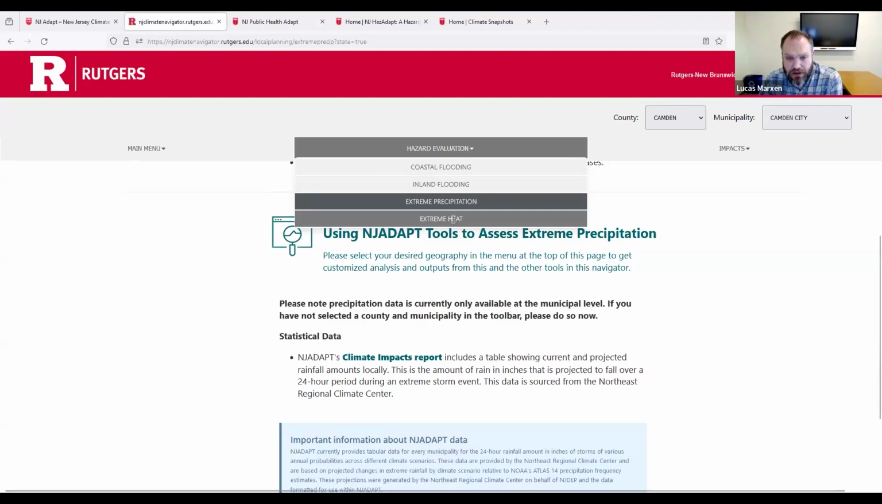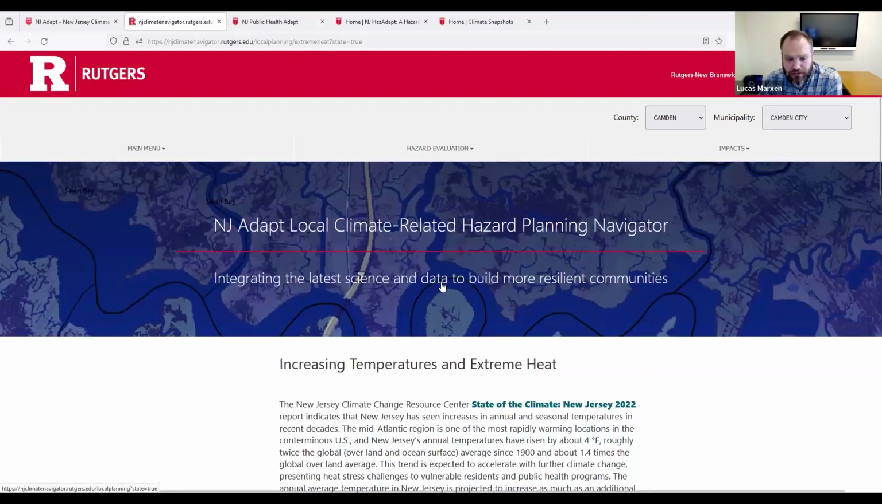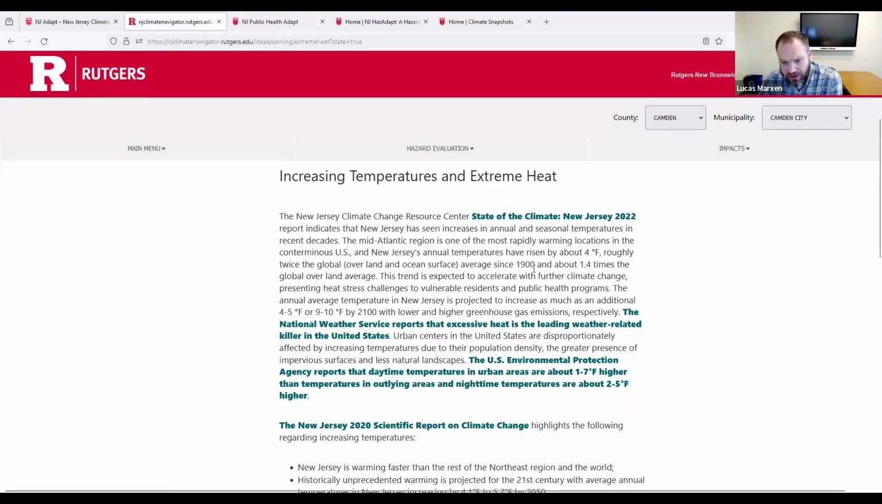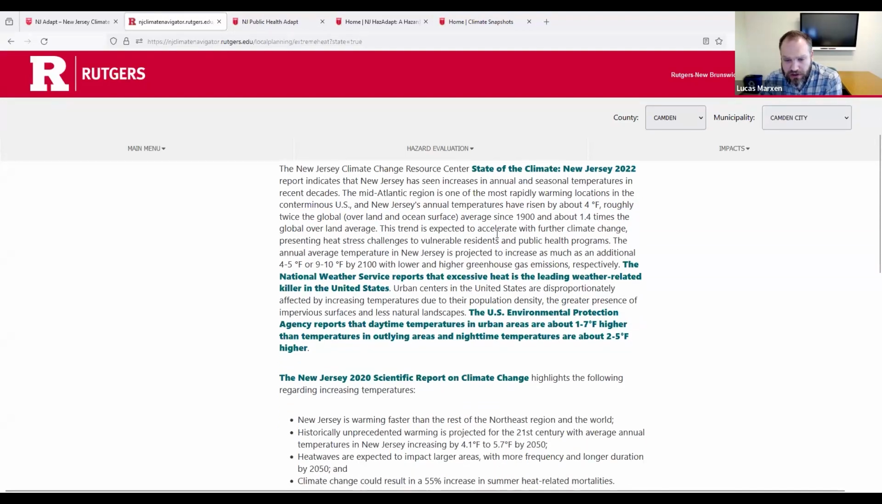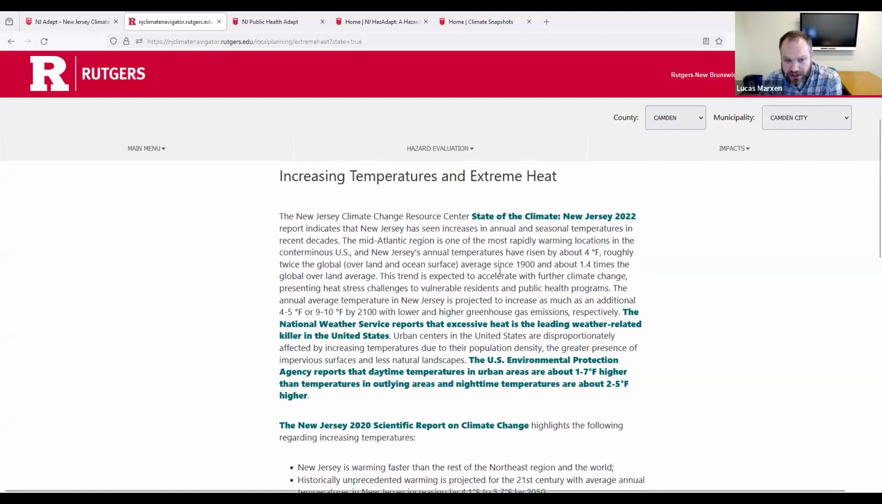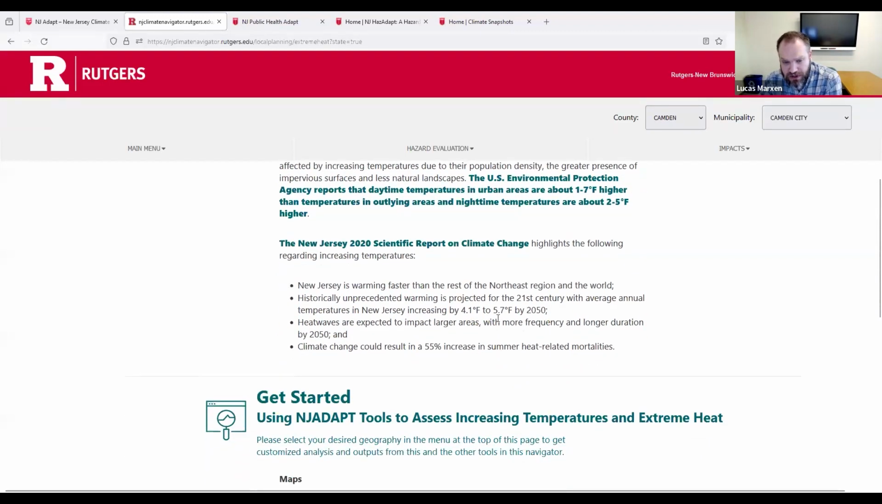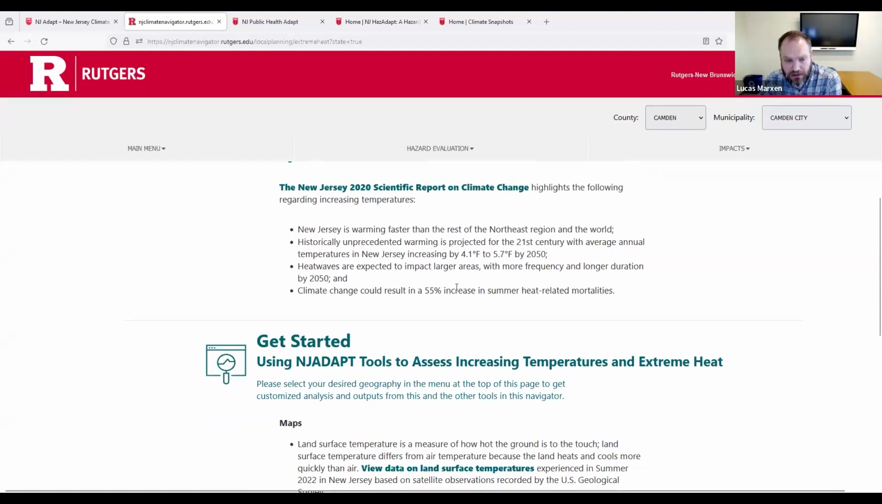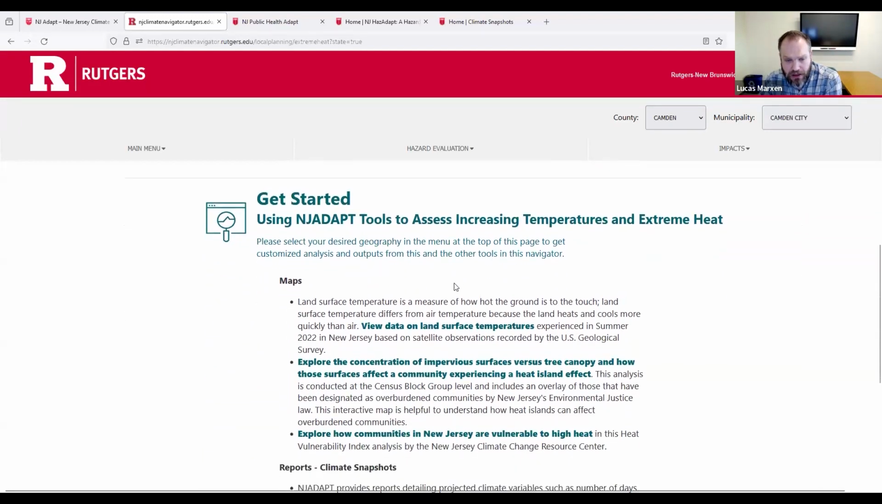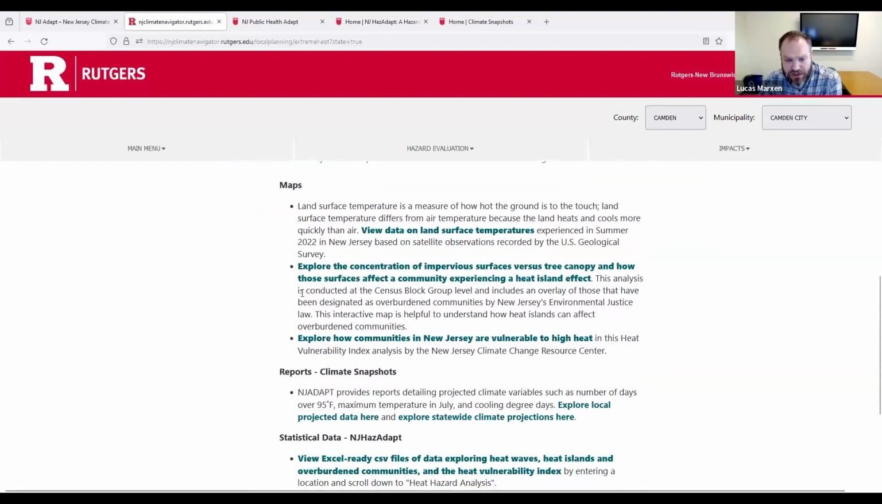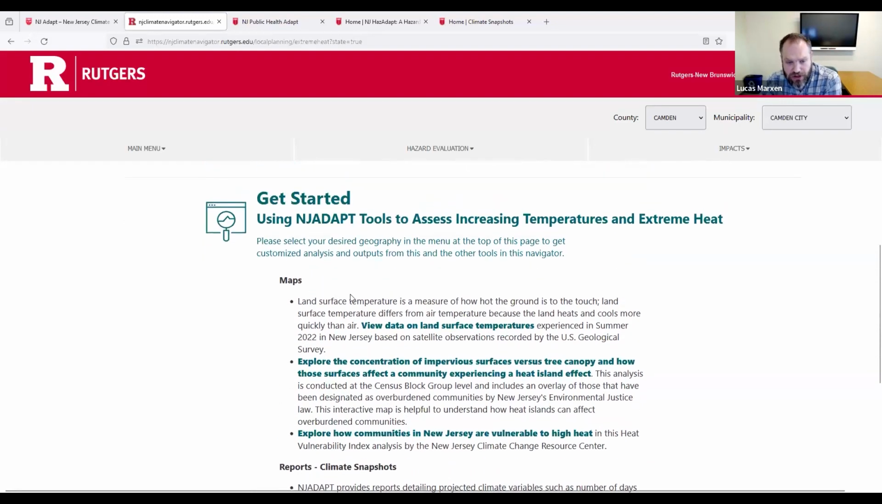For the next hazard evaluation, we have extreme heat. And so again, we have an introduction here, which provides links out to our State of the Climate report and other information regarding the increasing temperatures and extreme heat that are expected to impact the U.S. and New Jersey specifically in the future due to rising climate change issues. Under our data, we broke it out into maps, reports, and statistical data for extreme heat.